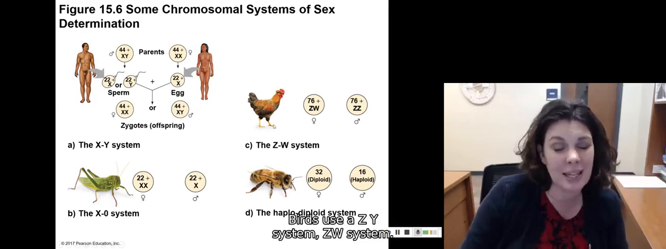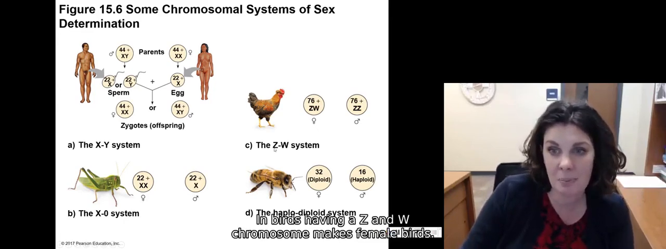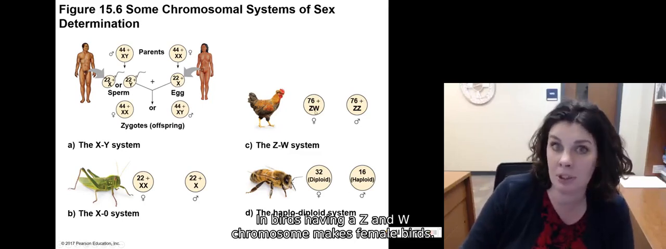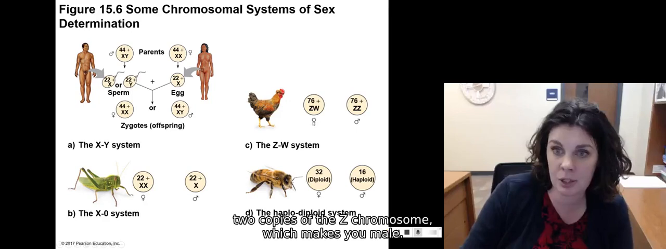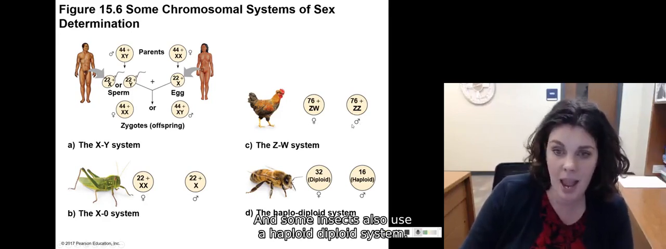Birds use a ZW system. So in birds, having a Z and a W chromosome makes female birds, your hens, compared to 2 copies of the Z chromosome, which make you male.